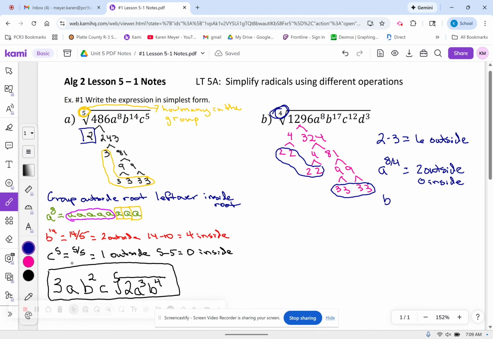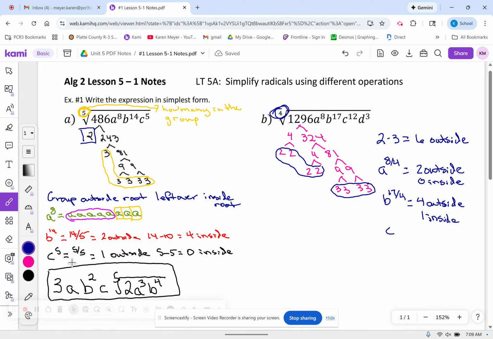Okay, B to the 17th. Well, 4 will go into 17 4 times. So that would be 4 on the outside. And 4 times 4 is 16. And 17 minus 16 is 1. So then I would have 1 on the inside.